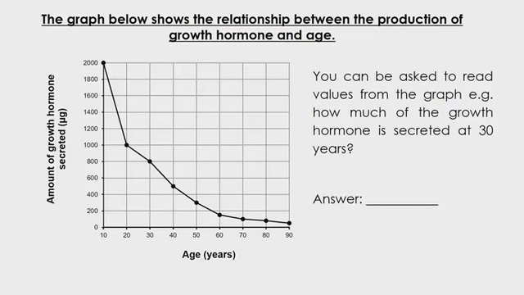Right, you could be asked to read off a graph as well. For this one, they want to know how much of the growth hormone is secreted at 30 years. So we have to go and find 30 on our graph, which is indicated there by the red line. There we go, so there's our 30. And we need to then read it off of our y-axis. We just draw a line to the side, and we will see that the answer is 800.